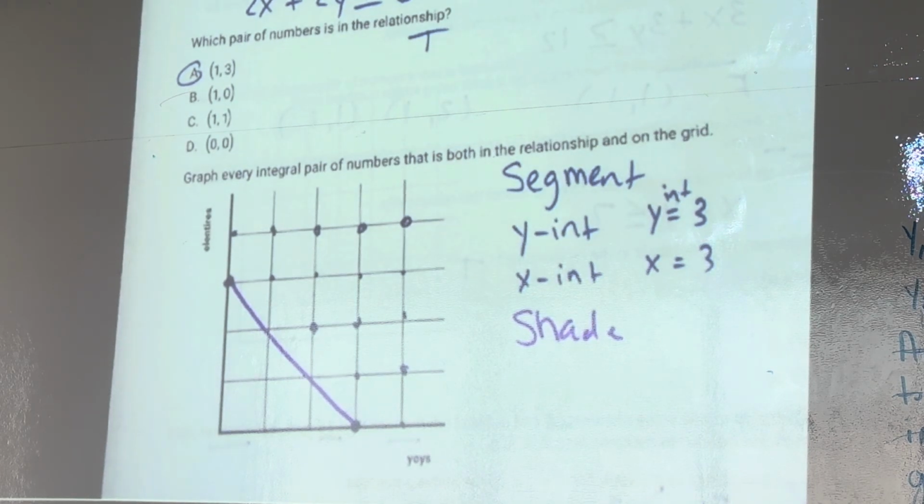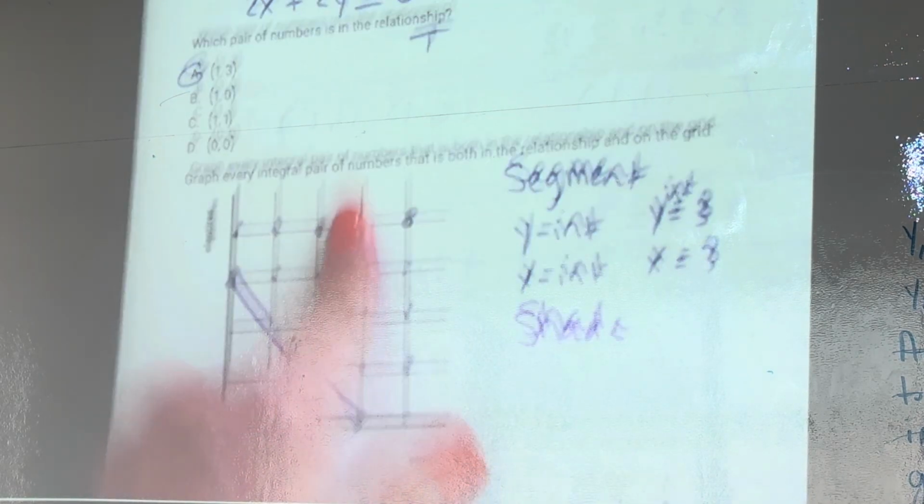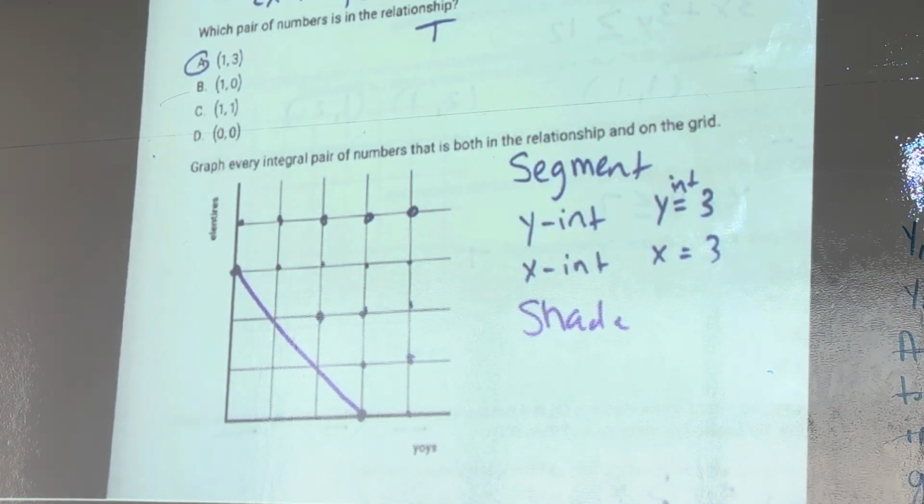Questions? How'd that happen? Shading above. You push shade and you just put your finger right there and it'll do it all for you. But the coordinates are 1 and 3.